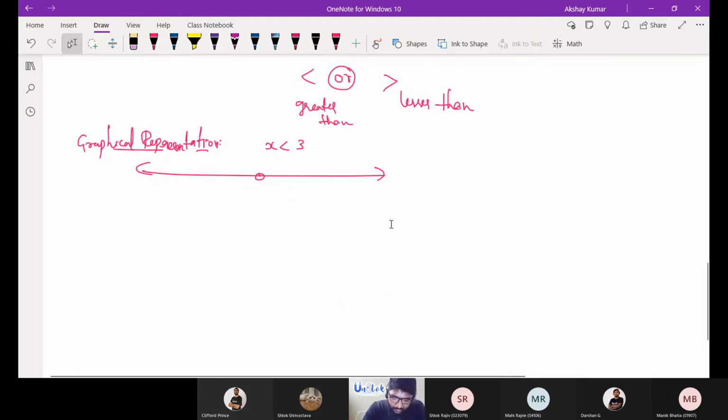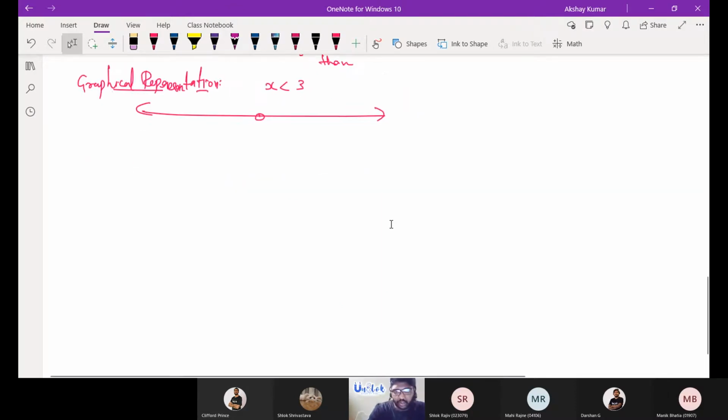Next is quadratic equations. So anybody, what are quadratic equations? Sir, I don't exactly know what quadratic equations are, but I know the format of how they usually look.